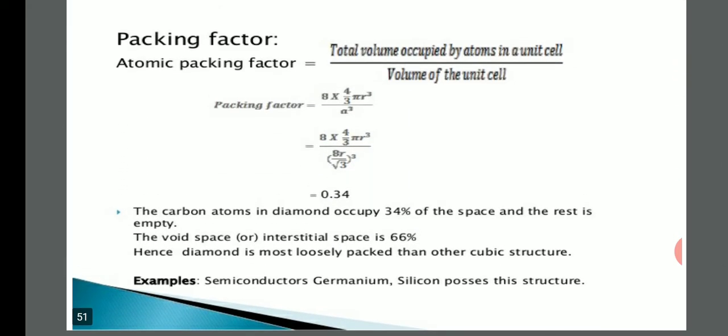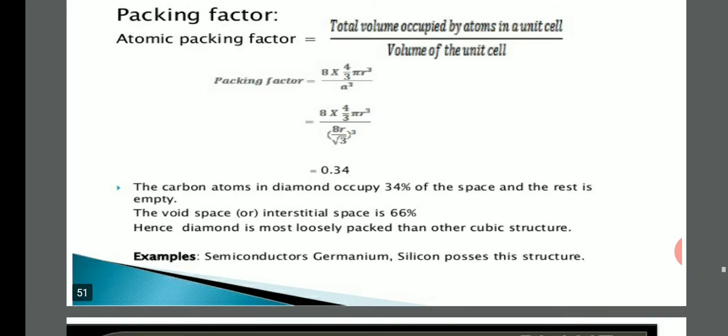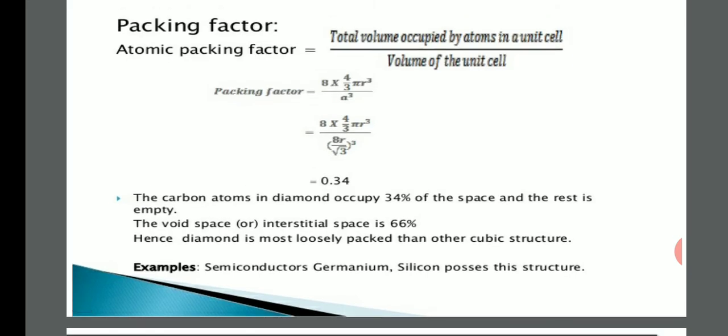So the packing factor is the total volume occupied by the atoms in a unit cell divided by the volume of the unit cell. So diamond has 8 atoms per unit cell, 8 into 4/3 pi r cube divided by a cube, and after solving you get 0.34, that is 34%, and here the void space is 66%. Examples: semiconductors germanium and silicon possess this structure.